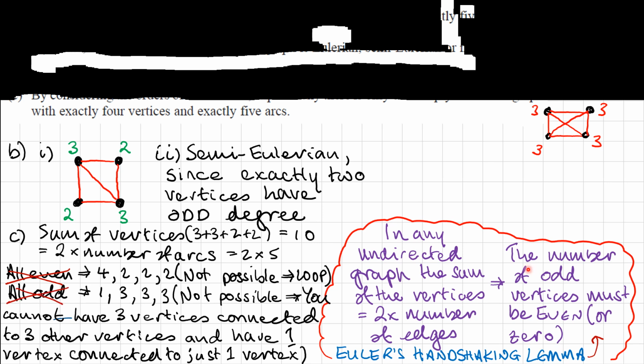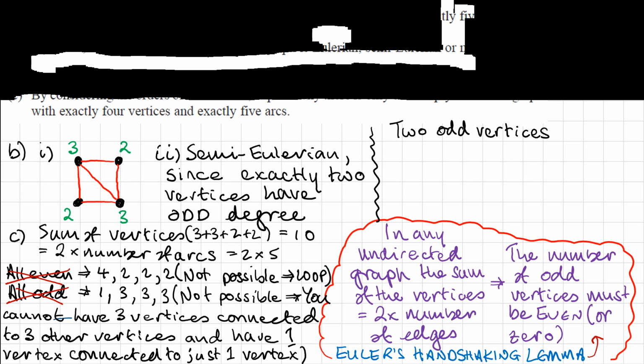So the last option is that we have 2 odd vertices. Now, if you're going to have 2 odd vertices and the order of each vertex needs to be less than 4, the maximum it can be is 3. The only option we've got is 2 3s, that makes 6, and then a 2, and then a 2.